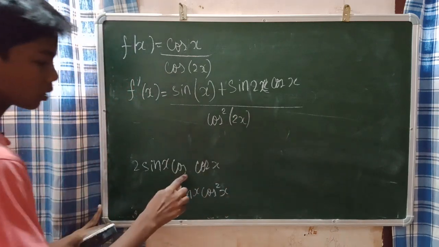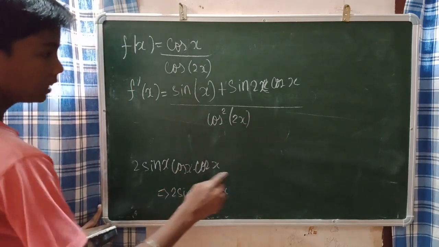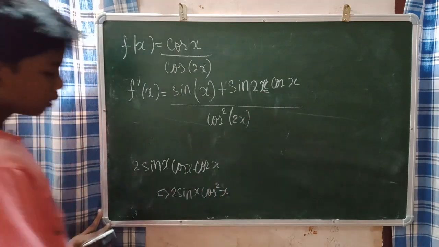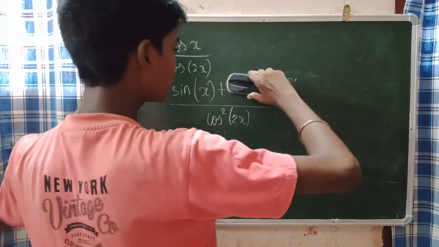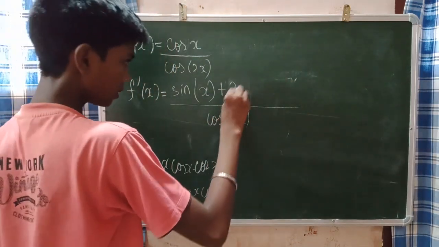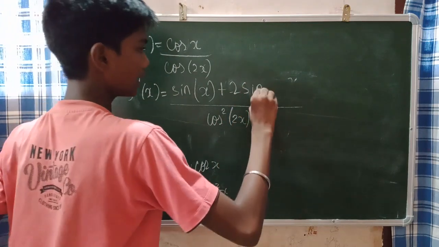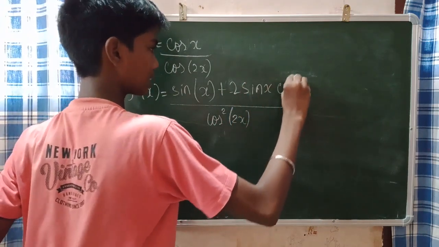Sin 2x is 2 sin x cos x, double angle formula, into cos x. This is the left out cos x. That will be 2 sin x cos square x. So I can write it as 2 sin x cos square x.